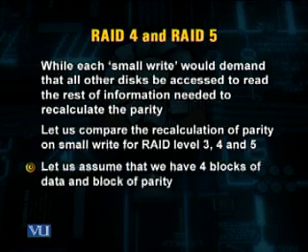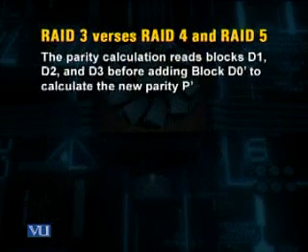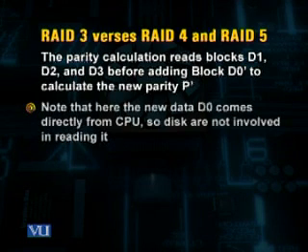Here, let us assume that we have 4 blocks of data and 1 block of parity. The parity calculation of RAID 3 is shown here, and as you can see, it is very straightforward. The parity calculation reads blocks D1, D2, and D3 before adding block D0' to calculate the new parity. Note that here the new data D0' comes directly from the CPU, so it is not involved in reading.